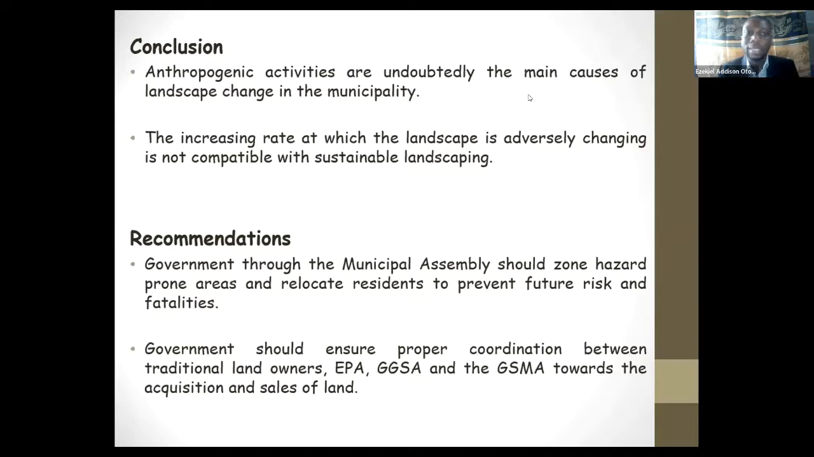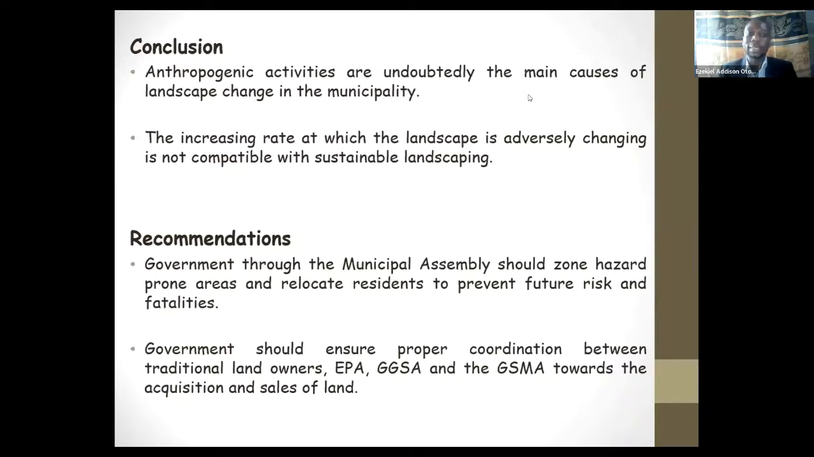So it was recommended that the government, through the municipal assembly, should zone the area as a hazard area and relocate the residents to other places to prevent future risk and fatalities. Despite this recommendation being a very tough one, looking at the dicey economic situation of the country, government should take the bold steps. If not, in the future, a lot of lives might be lost.